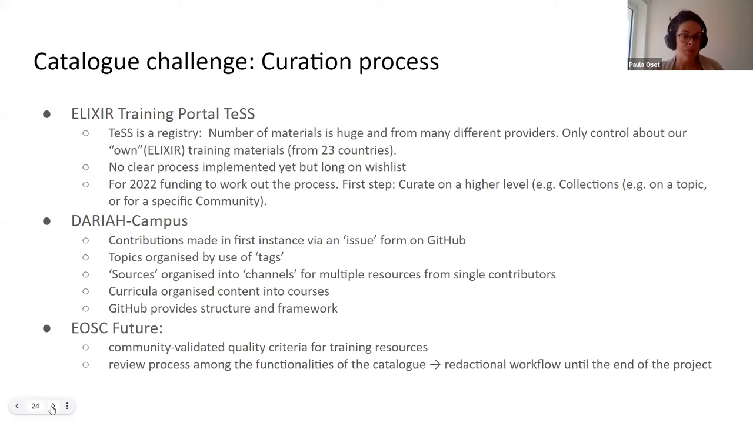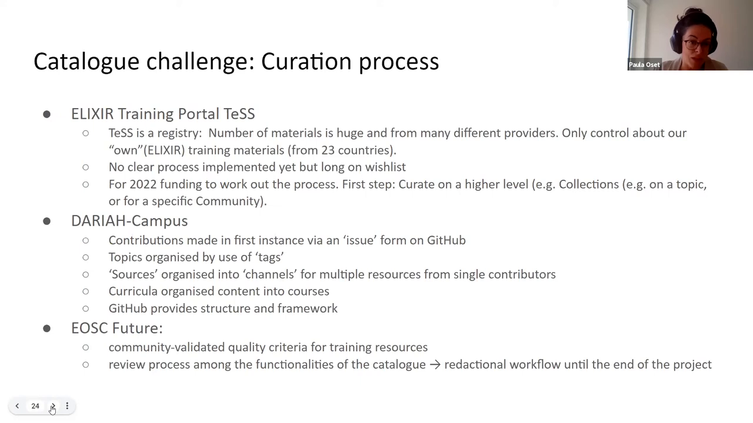In the case of DARIAH, Vicky already explained how they have this content management system via GitHub, where people can suggest contributions, and then how the catalog content is actually organized or presented by the use of tags, how the materials from the same contributors are organized as sources, and then the recent development of the curricula, where you can develop or select different materials and build them into a specific course. Maybe if you want to expand on that, Vicky. And then about EOSC Future, I would share the words of Celia, maybe the outcomes of the EOSC Future project will tie a lot of the things that address some of the challenges that we are facing.